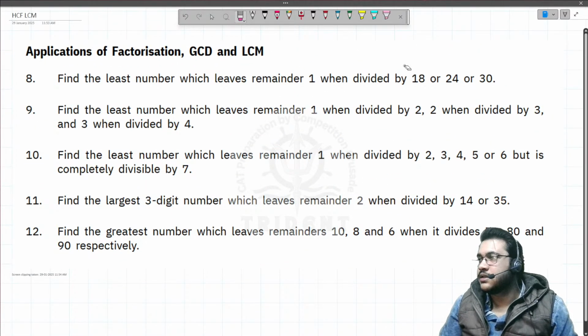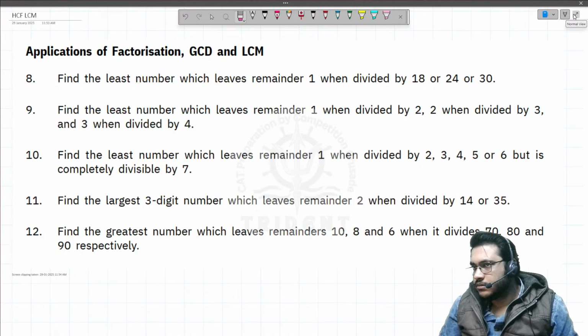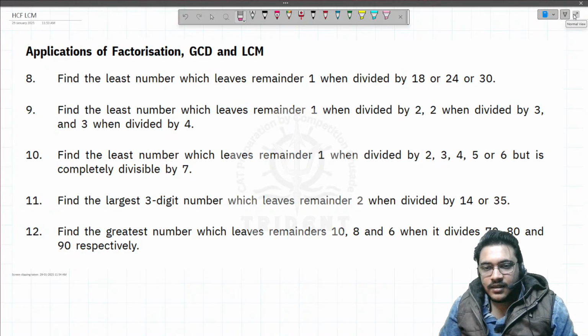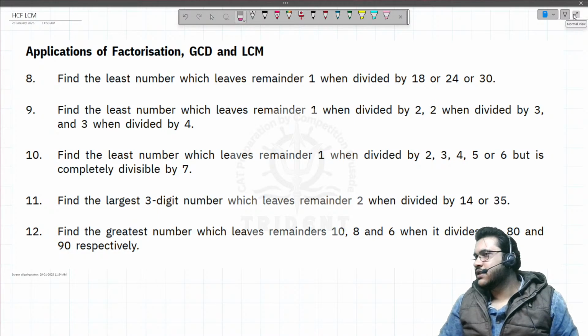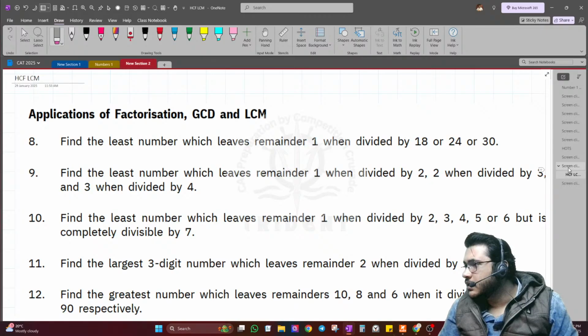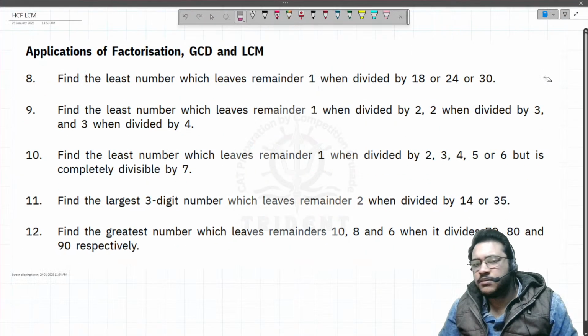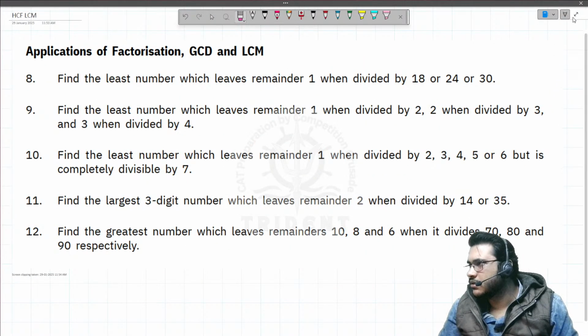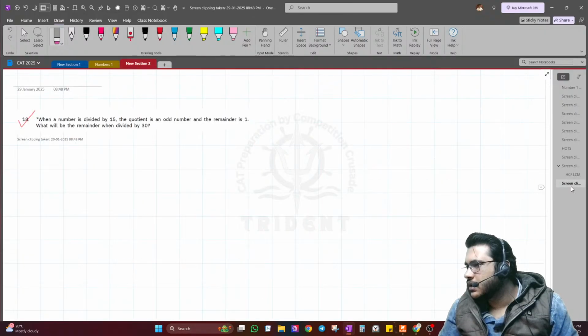You can take a screenshot, you can try these questions, and you can get in touch with me for answers, or maybe a simple Google search will give you the answer, so that's not going to be any problematic situation.